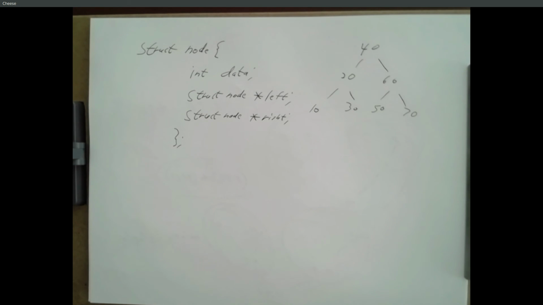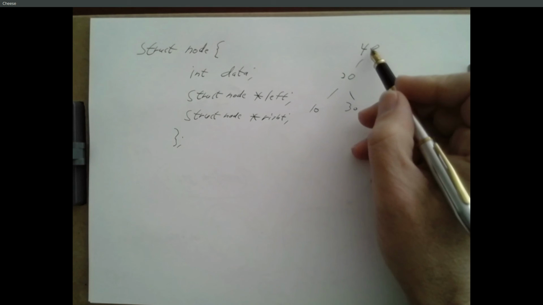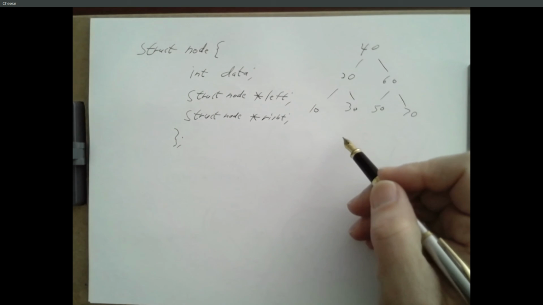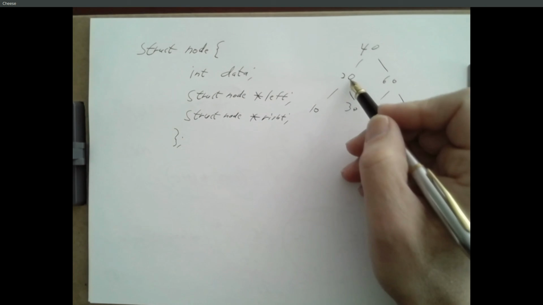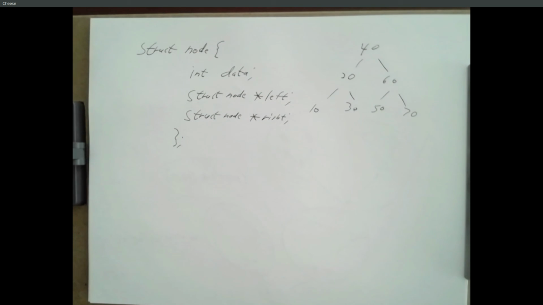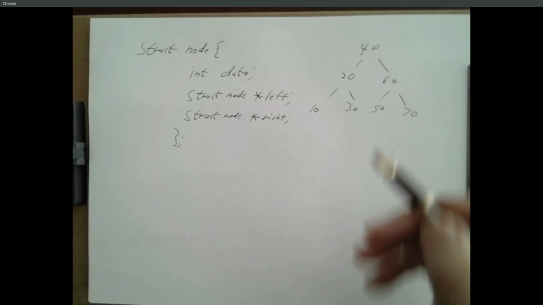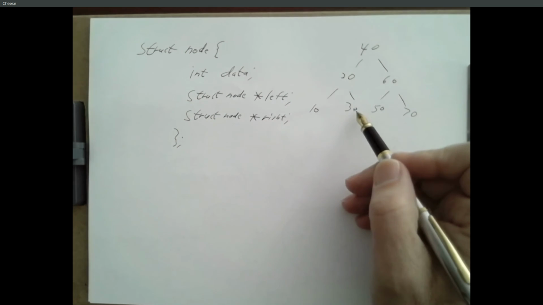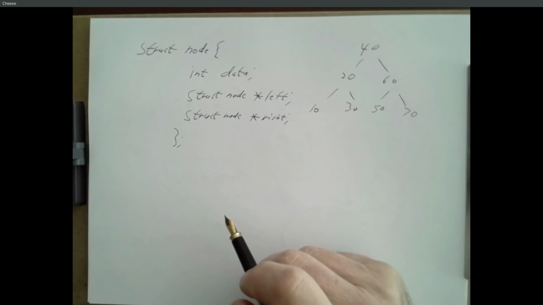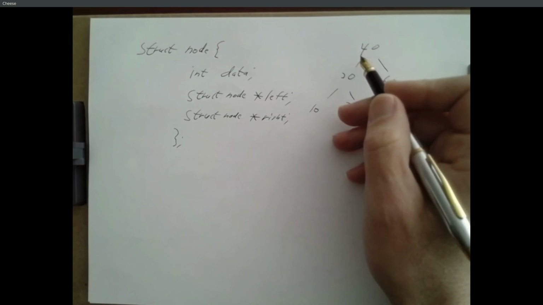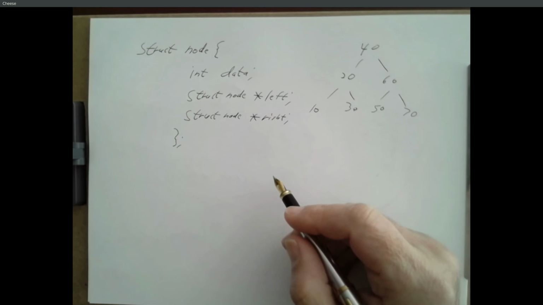If I'm searching for the number 30, it's going to take me 1, 2, 3 operations. Compare it to a 40, compare it to a 20, compare it to a 30. If I'm searching for the number 33, it's going to take me 3 operations, compared to a 40, 20, 30, and at that point I know it's not found. If I'm searching for a 40, that's going to be really quick because it's right there at the root.